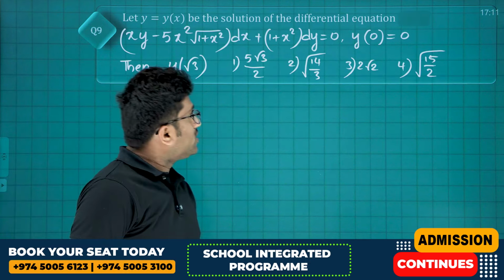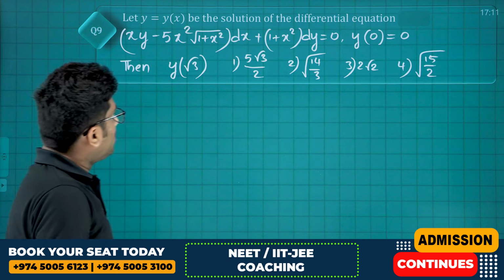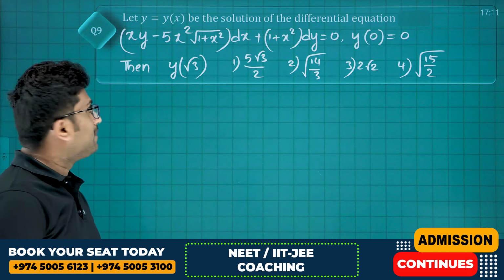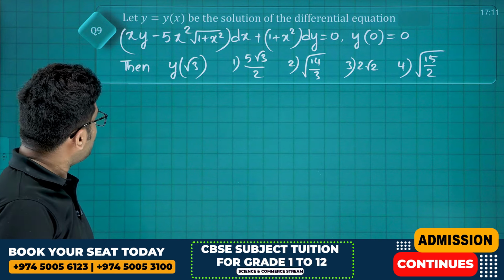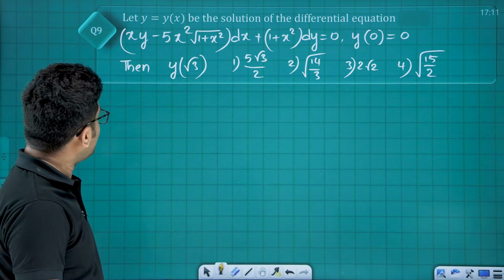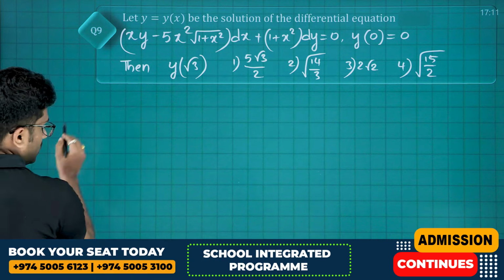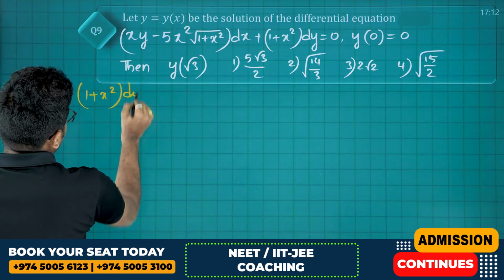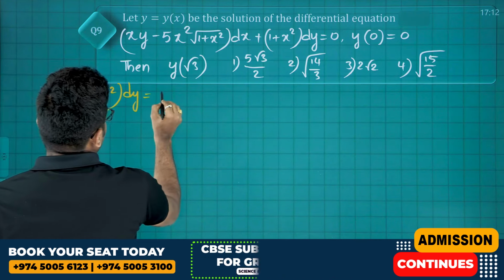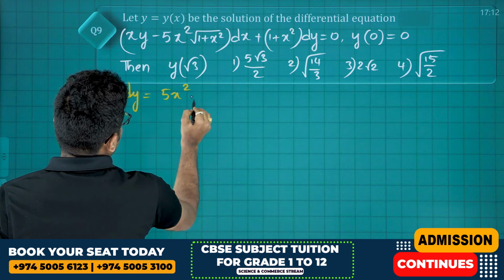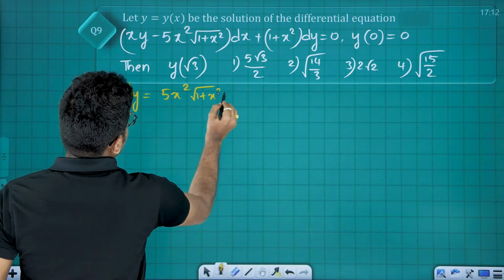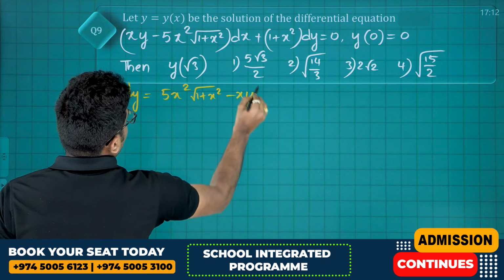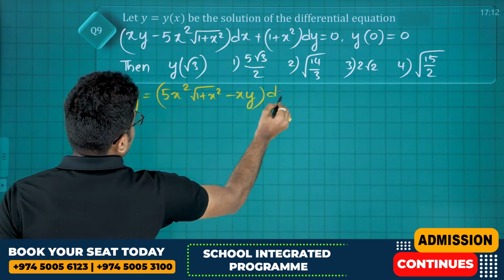Next question from differential equations. I think it is a very good and direct question. LDE: (1 + x²) dy/dx − xy = ... find y of x, the solution of the differential equation. I do one thing: take everything to the other side. That becomes 5x² root over 1 plus x square minus xy into dx.